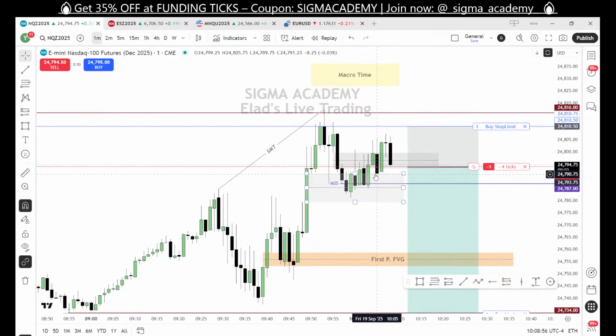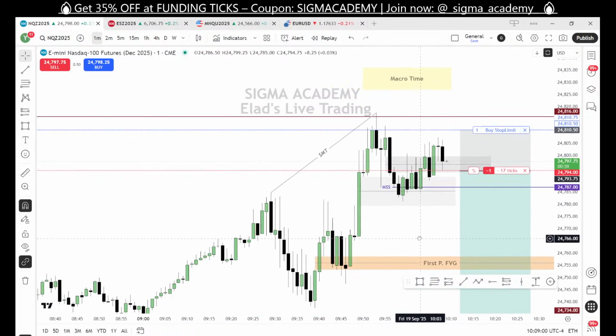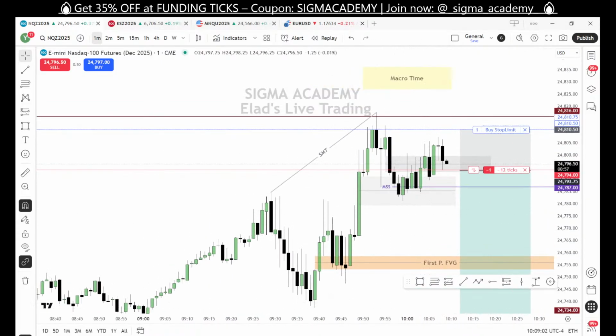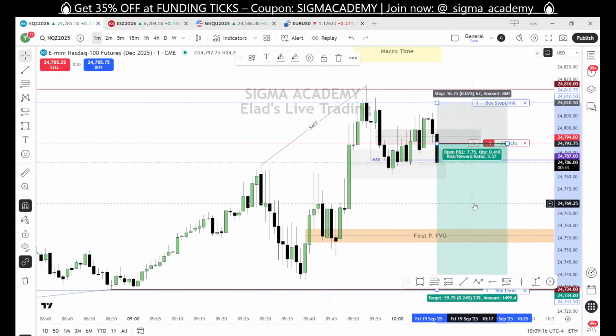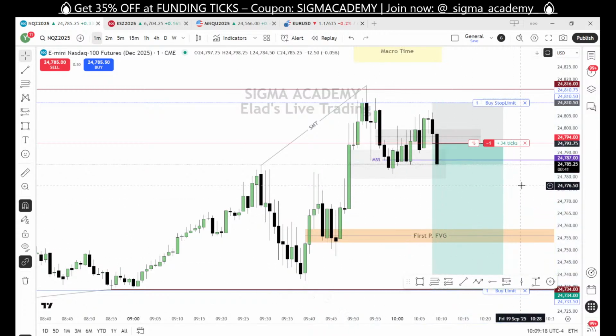Break this low. Why is this low important for me? Because this is 15-second structure. Great. Now we are attacking the downside. Great. Here we can add more to the position.